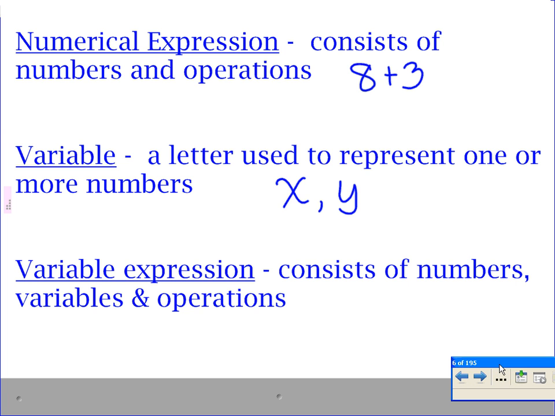Okay, a variable expression. So it's kind of like we're combining these two, numerical expression and variable. It's kind of like we're combining those two. A variable expression consists of numbers, variables, and operations. So we might have negative 10x plus 1. Remember, an expression never has an equal sign. An equation always does.